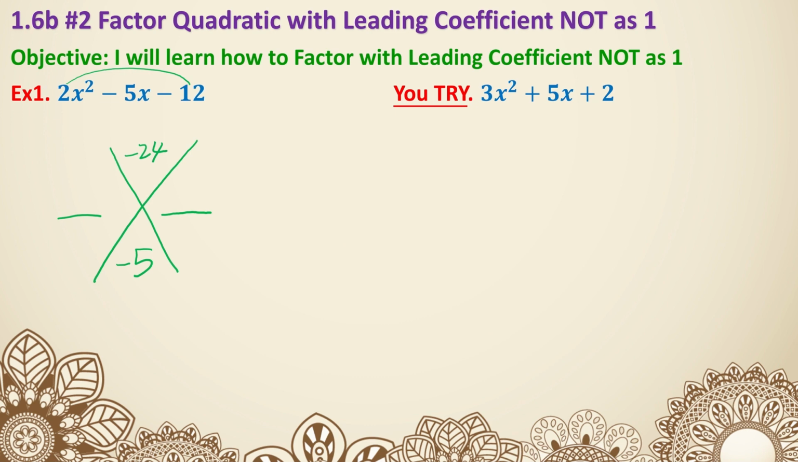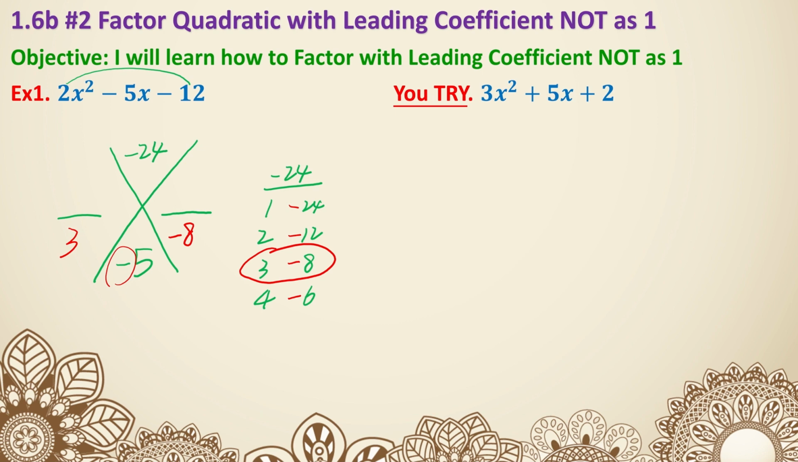Now we need two numbers to multiply and get negative 24. So let's break it down. 1 and negative 24, 2 and 12, 3 and 8, 4 and 6. If you keep going, that's going to be 6 and 4, so it's repeating. And because they need to add up to be a negative 5, that means the negative needs to be on the bigger number. So there's our combination, 3 and negative 8.